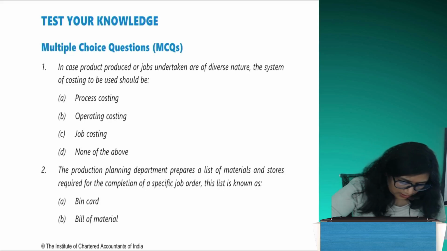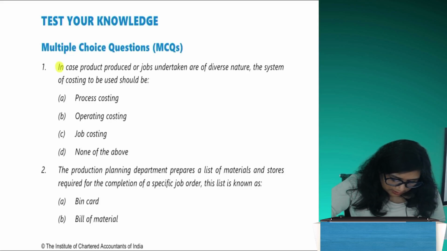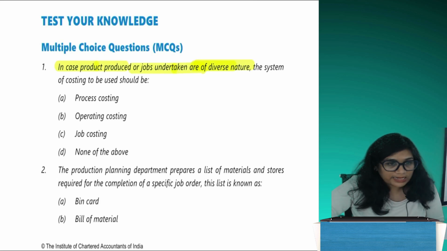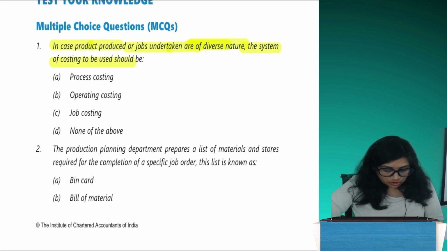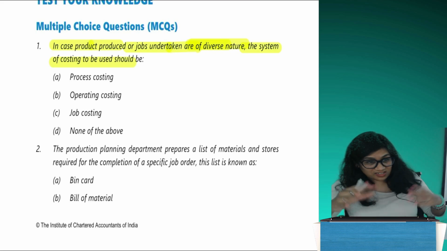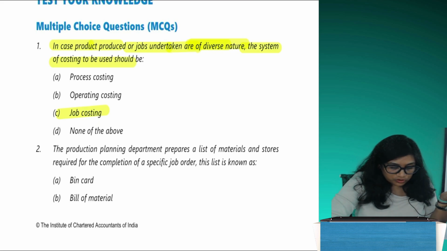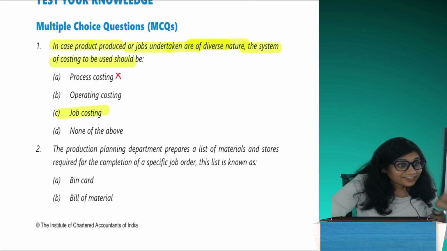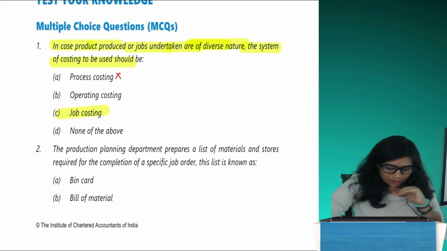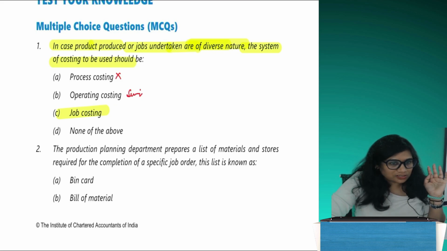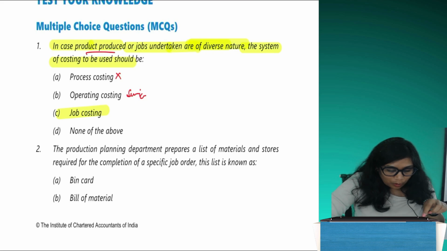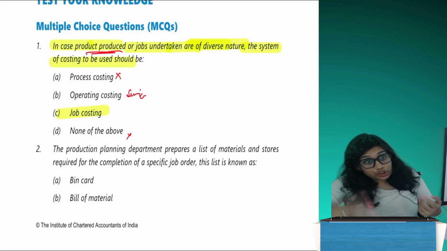Okay, so the first question here is, in case product produced or jobs undertaken are of diverse nature, the system of costing that should be used is, which system of costing should you use when the product is different, it's not the same every time? That is job, obviously, that we have already discussed. It can't be process. In process, the first characteristic is uniform, homogeneous products. So it can't be this. Operating is service costing. So it can't be this because they're telling about product produced. So it can't be service. None of this is not there. It is job costing. So when each order is different.